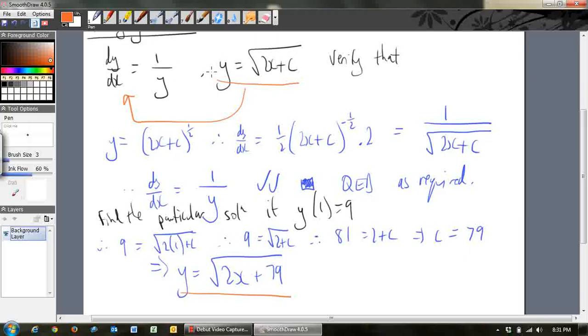Okay, so if you're asked to verify a solution, all you need to do is substitute the things into that equation and make sure that it checks out, that the left-hand side is equal to the right-hand side. If that works, then excellent, as required, QED, whatever, and then you're generally asked to find a particular solution. So they can be a bit of fun. Most of them are much harder than that one, but just have a go at them and you'll see what they're about. Thank you.